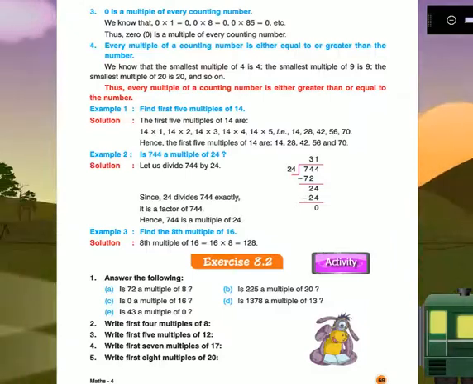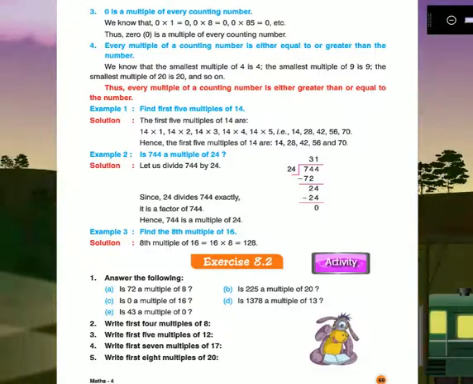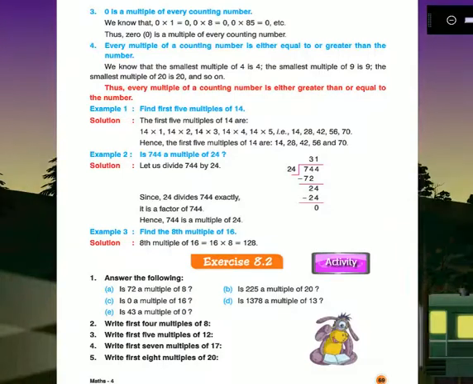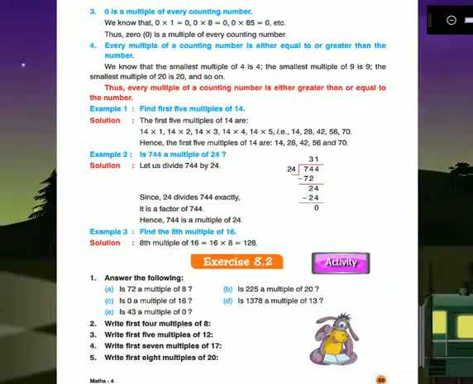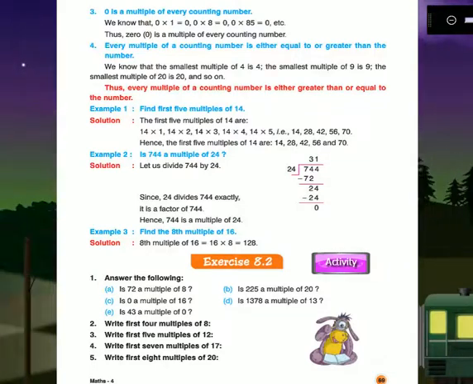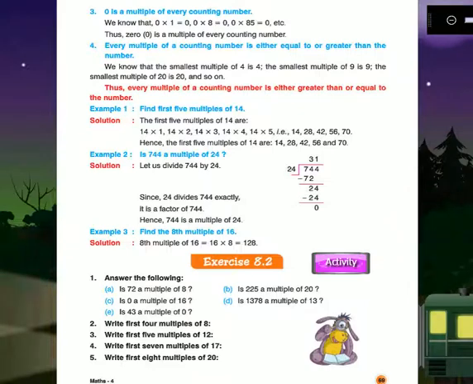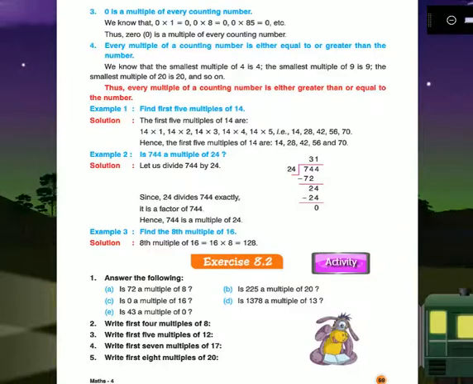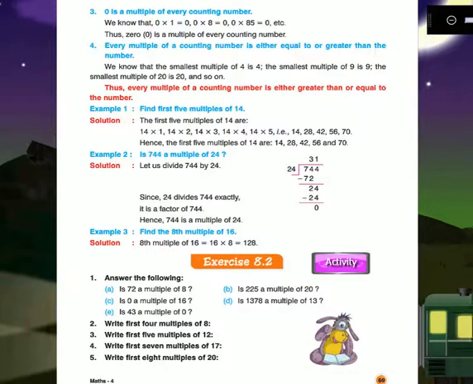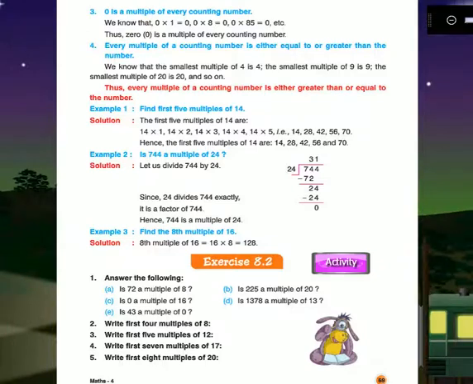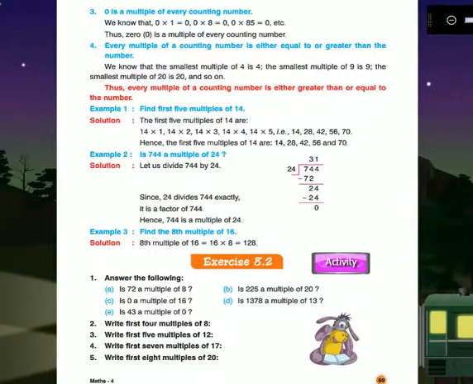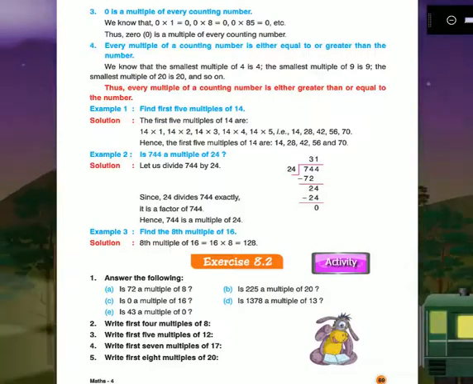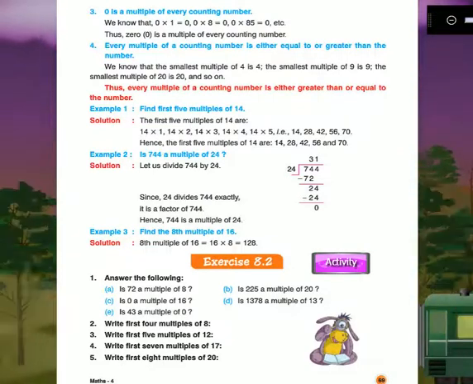Look here at example 1. Find the first 5 multiples of 14. Solution. The first 5 multiples of 14 are 14 into 1, 14 into 2, 14 into 3, 14 into 4, 14 into 5, that is 14, 28, 42, 56, 70. Hence, the first 5 multiples of 14 are 14, 28, 42, 56, and 70.